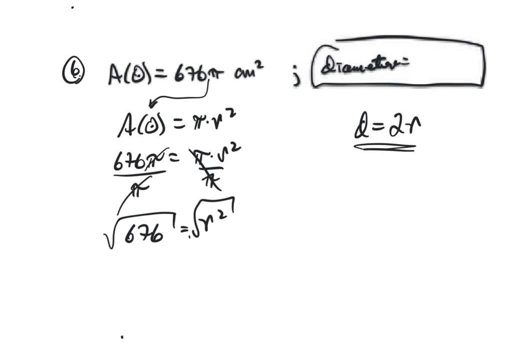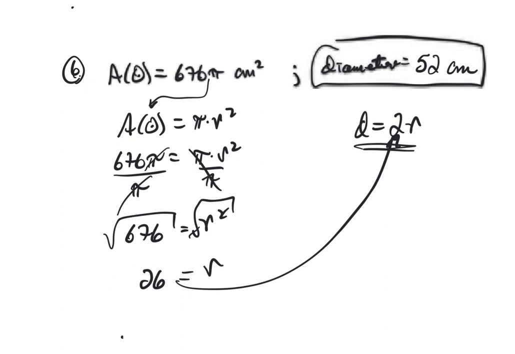root of both sides. And so r is going to be equal to the square root of 676, which I believe is 26. Yep. So the radius is 26, and therefore a diameter is going to be 2 of those. So 2 times 26 is 52, and we're measuring in centimeters.